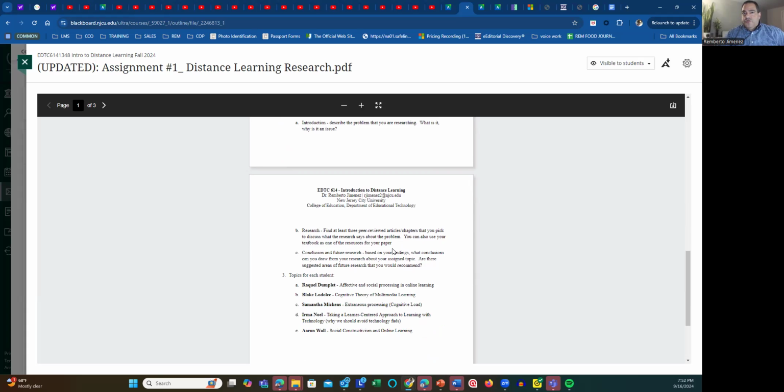And then ultimately, the third section is the conclusion and future research. Based on your findings, what conclusions can you draw from the research about your assigned topic? Are there any suggested areas of future research that you would recommend based on your readings? So this is where you're putting a critical eye to what exactly you will be focused on.